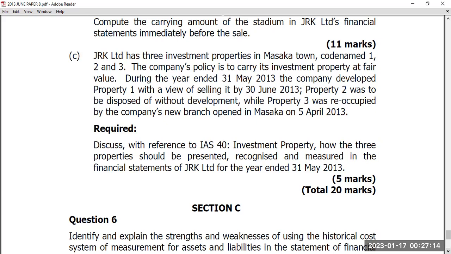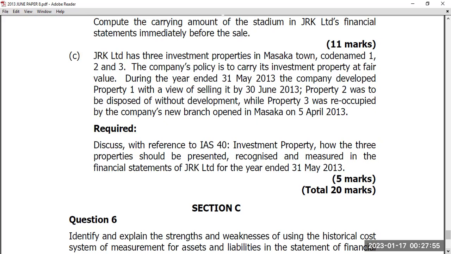We've seen that the company JRK Limited had three investment properties, meaning all these assets were investment assets, or initially they were accounted for under IAS 40 Investment Property. But during the year, we are seeing that some of these assets are being converted. Property one is to be sold. Property two was disposed of.